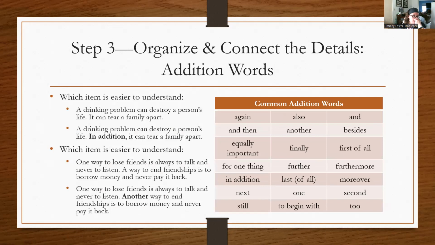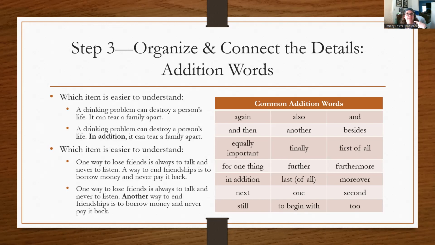Right. So here we have addition words. Words that are used to add on to an idea. We can see here, a drinking problem can destroy a person's life. It can tear a family apart. Not that we can't understand that, but listen to how it sounds when you use the transition. A drinking problem can destroy a person's life. In addition, it can tear a family apart.